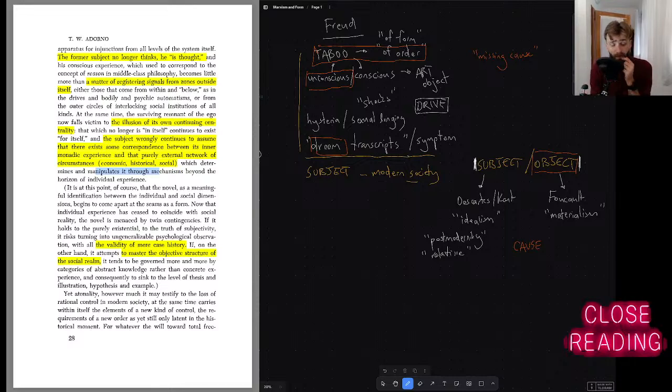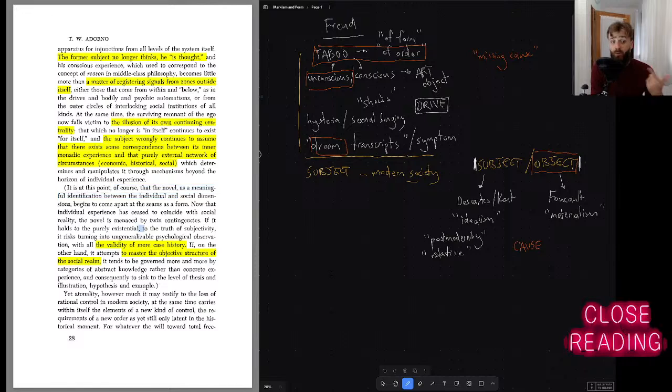So this section down here, this parenthesized paragraph, will hopefully make more sense when we read it now, where Jameson says, now that individual experience has ceased to coincide with social reality, the novel is menaced by twin contingencies. If it holds to the purely existential, to the truth of subjectivity, it risks turning into ungeneralizable psychological observation. So we're here talking about the work of art in relation to the subject and the object, right? The novel is the example here, but as we saw with the novel and the piece of music, there is a generalization that Jameson is doing across these two forms.